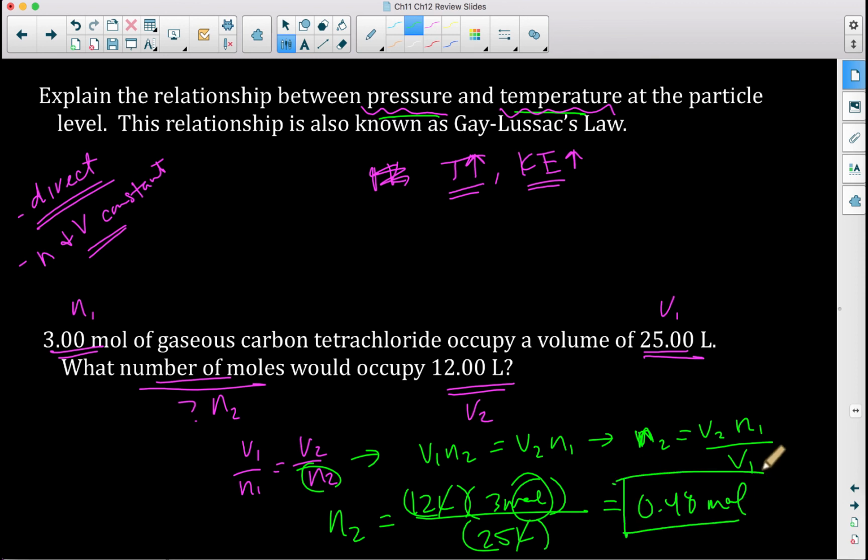Here we should stop and reason that through. 0.48 moles is less than what I started with, but what do we also notice? We decreased my volume, which means we should decrease our N because they're directly proportional. Makes sense? All right, so we're going to pause here, and we will pick up in the next video with the rest of our practice problems.